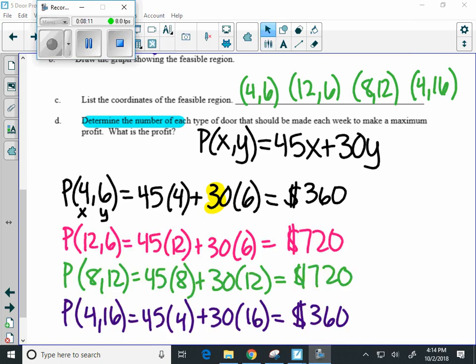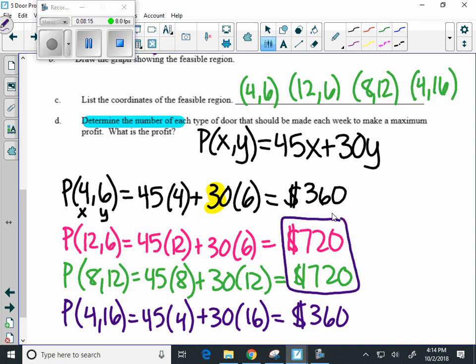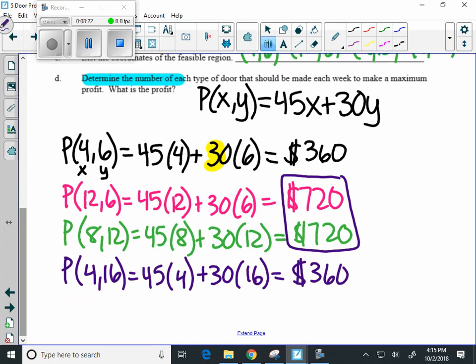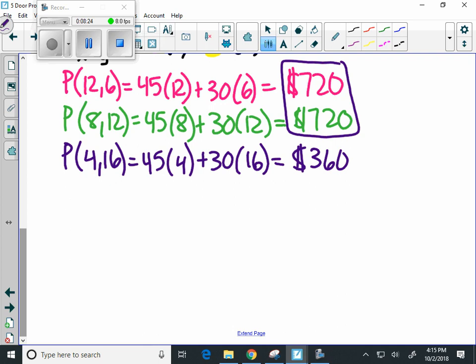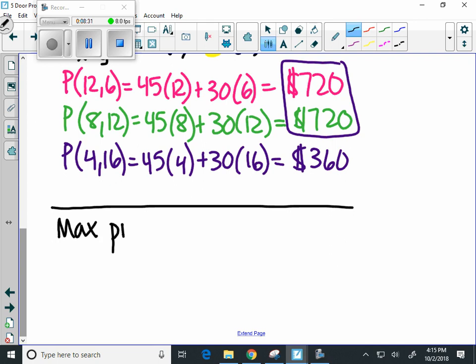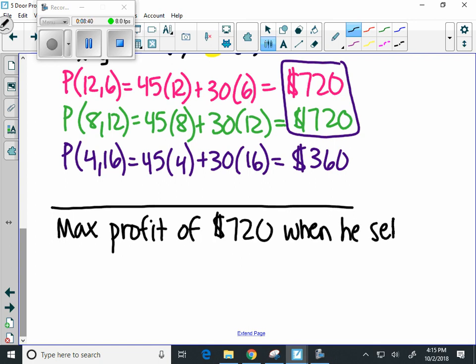All right, so we look at our results here, and we see that we actually have the maximum of 720 that shows up 2 times. That's okay. We can have 2 combinations of doors that give us a maximum. So here, the way you would write your final answer is that this carpenter is going to make a max profit of $720 when he sells, for the first ordered pair, 12, 6.